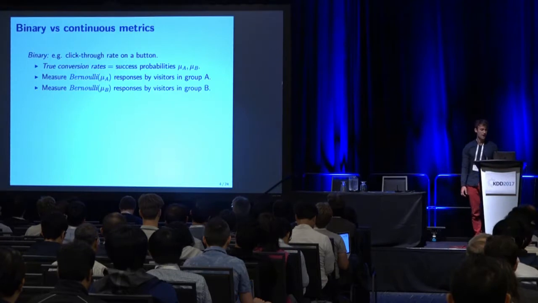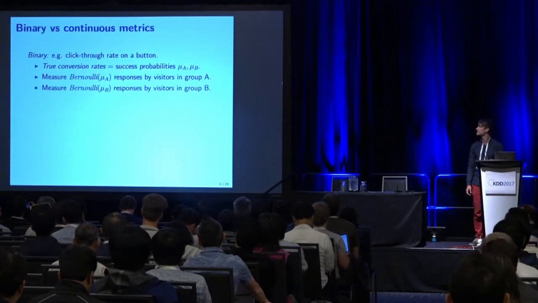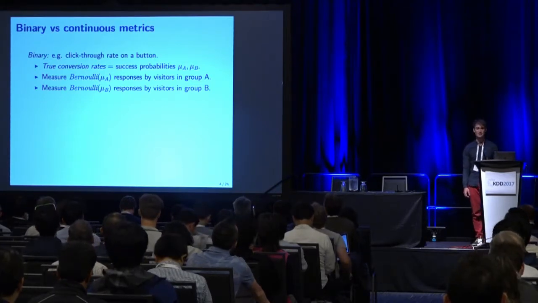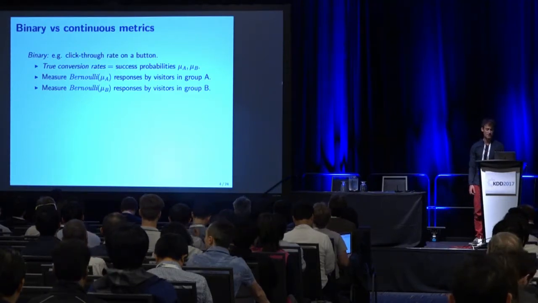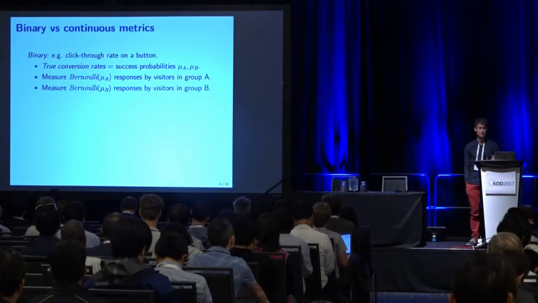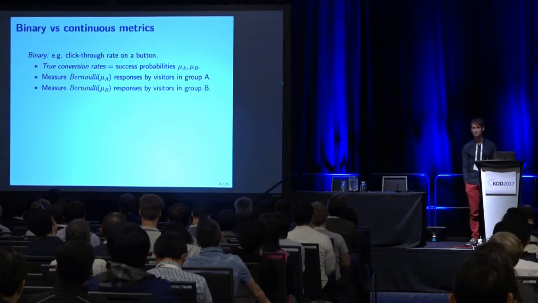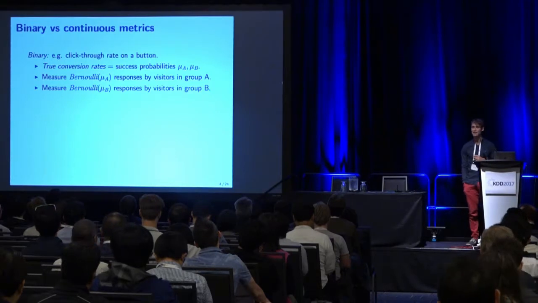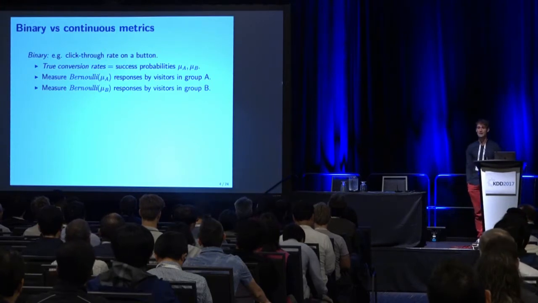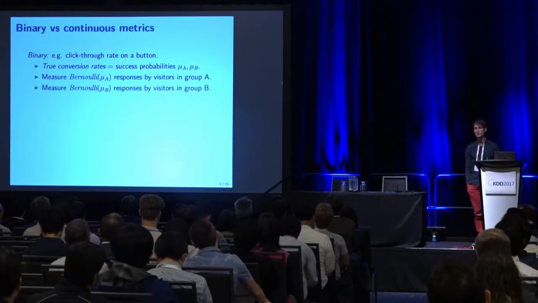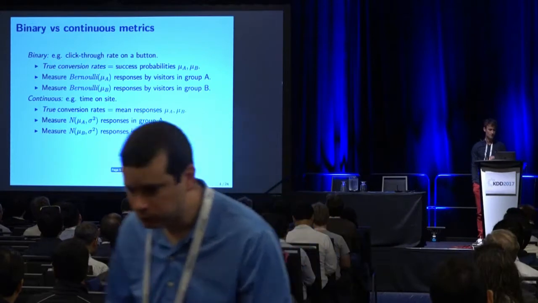OK, so experiments in Optimizely fall into two general categories. The first are binary metrics. That's this example of the click-through rate on a button. In each group, you measure a binary response on each person. So do they click on it or do they not? And we say that in group A, they click with some probability mu A. And in group B, they click with some probability mu B. So now the question of quality here means, is mu B any bigger than mu A? OK, so that's type 1.